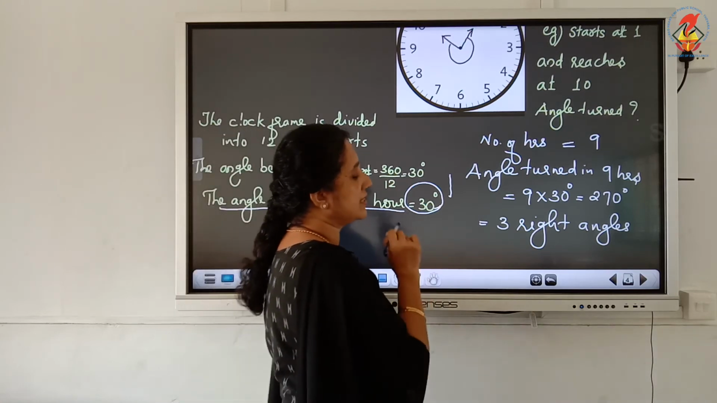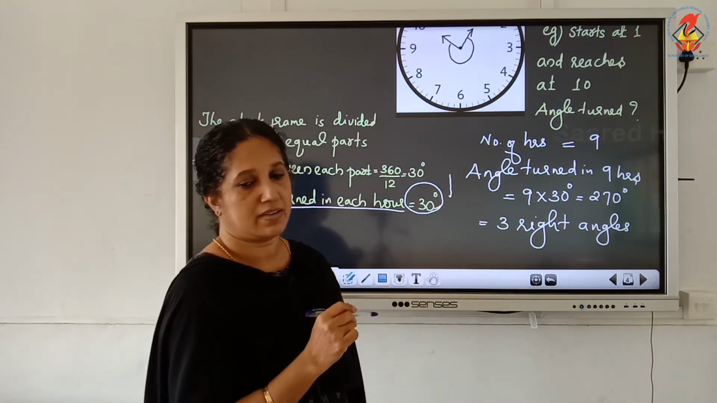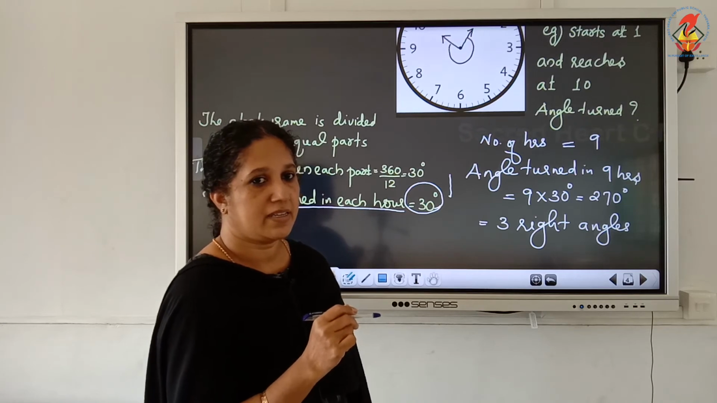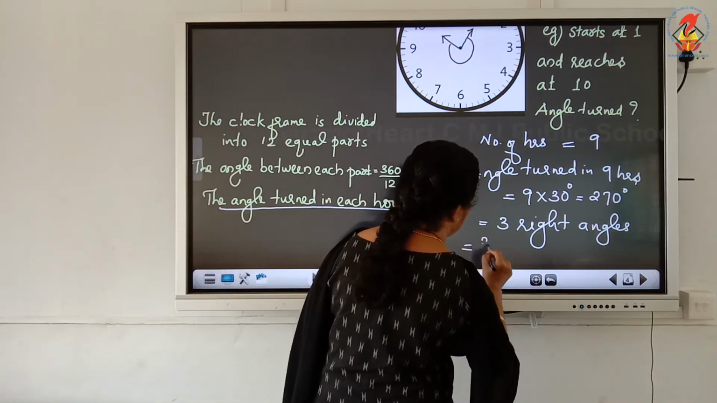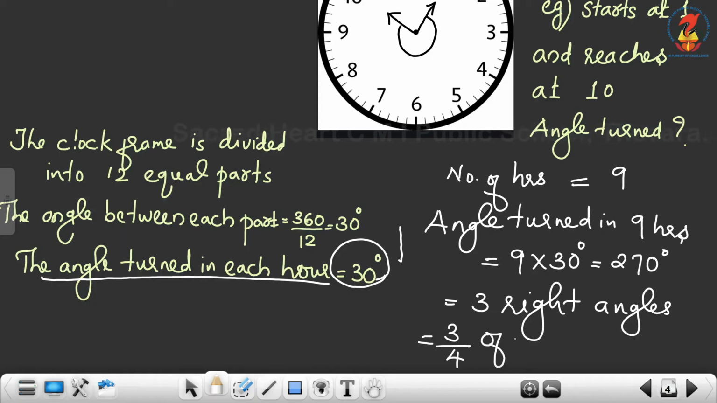And if you want to say the answer in terms of the revolution, what will be that? If you turn 3 right angles, it will be 3/4 of the revolution. 3/4 of a revolution.